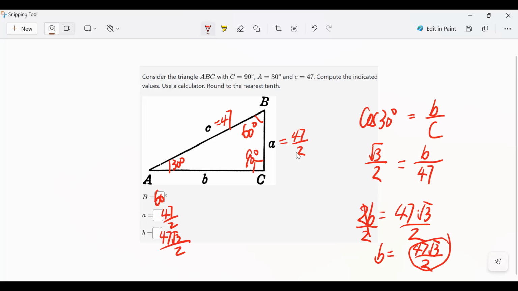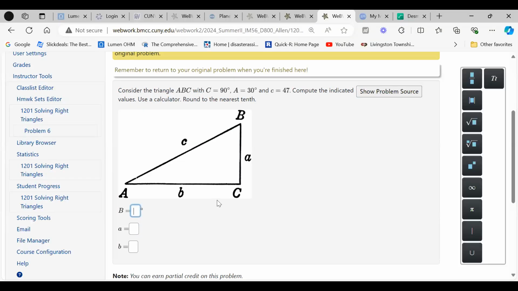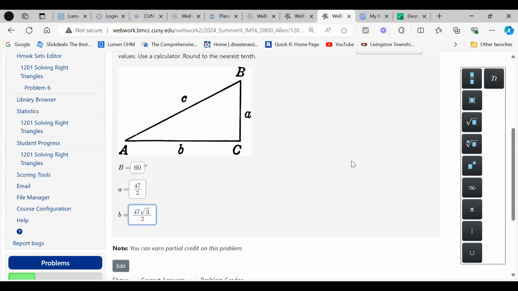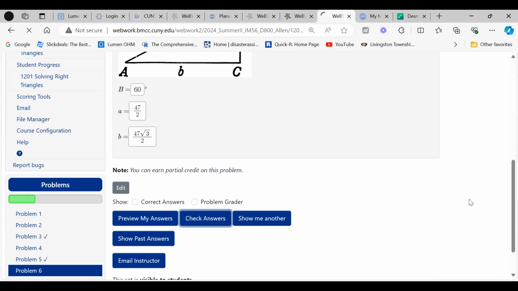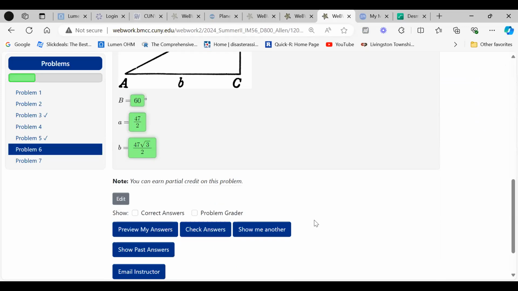So this is 1, radical 3, 2. Any question about this? Angle B is 60 degrees, A is 47 over 2, B is 47 radical 3 over 2. We get all three of them. Check the answer. They all look good.